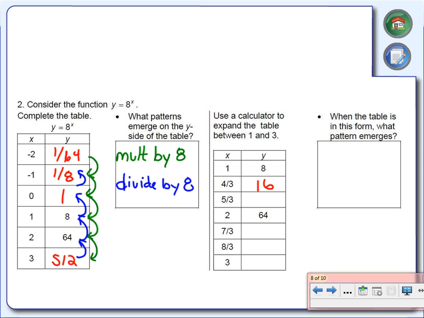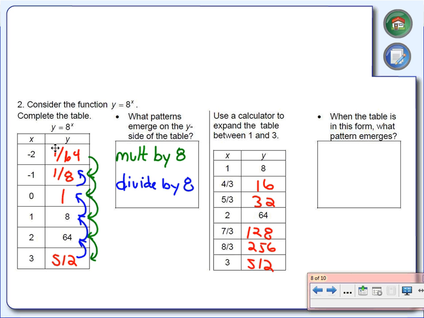What do we have sitting next to 5/3? 32. Of course, we already know sitting next to that 2 is a 64. Next to 7/3 is a 128. Next to 8/3 is 256. And next to 3, we already said was 512.